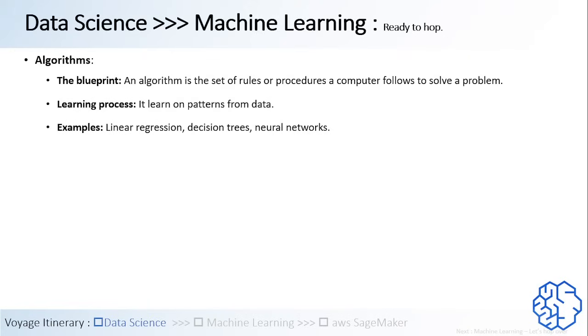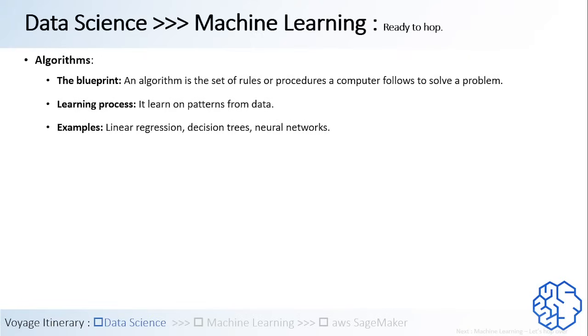Let's get back to our child example, right? What is an algorithm? This is another terminology that you will hear a lot more in the machine learning world, right? And when you start working in it, you are going to get confused between two words, one of which is algorithm, and we'll talk about it. Just in the next section, we'll talk about the second word. So an algorithm is the blueprint where a set of rules or procedures is applied to solve a problem. The learning process for an algorithm is that it learns patterns from data, right?